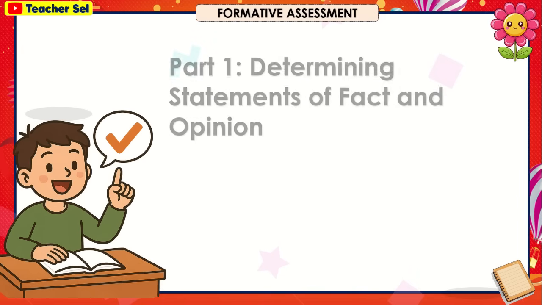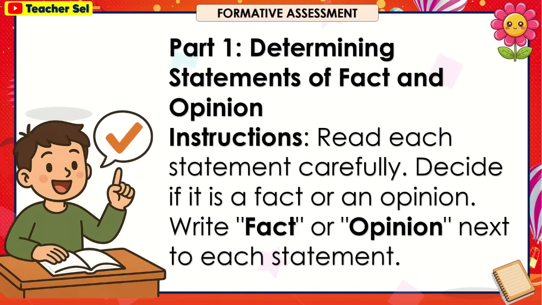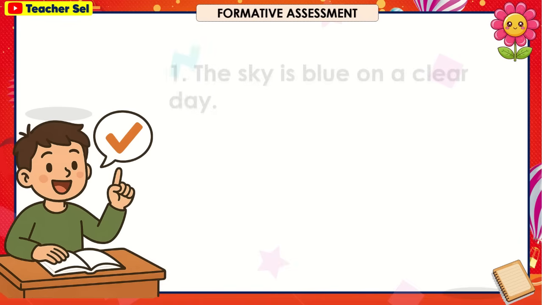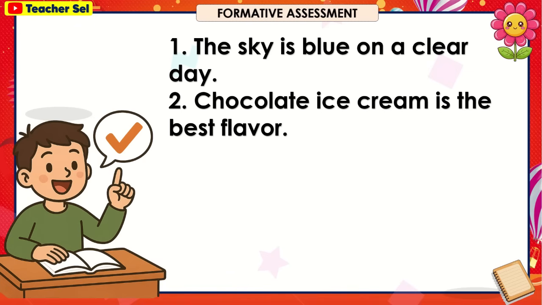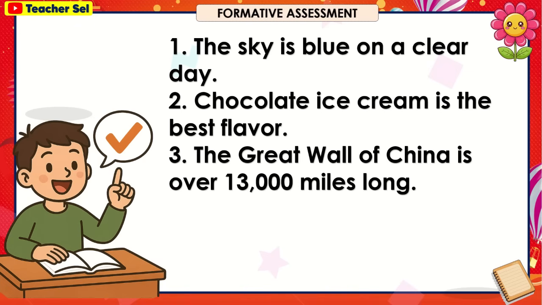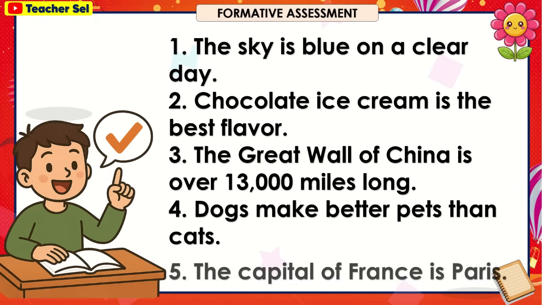For your formative assessment, Part 1, Determining Statements of Fact and Opinion. Read each statement carefully. Decide if it is a fact or an opinion. Write fact or opinion next to each statement. Number 1, the sky is blue on a clear day. Chocolate ice cream is the best flavor. The Great Wall of China is over 13,000 miles long. Dogs make better pets than cats.